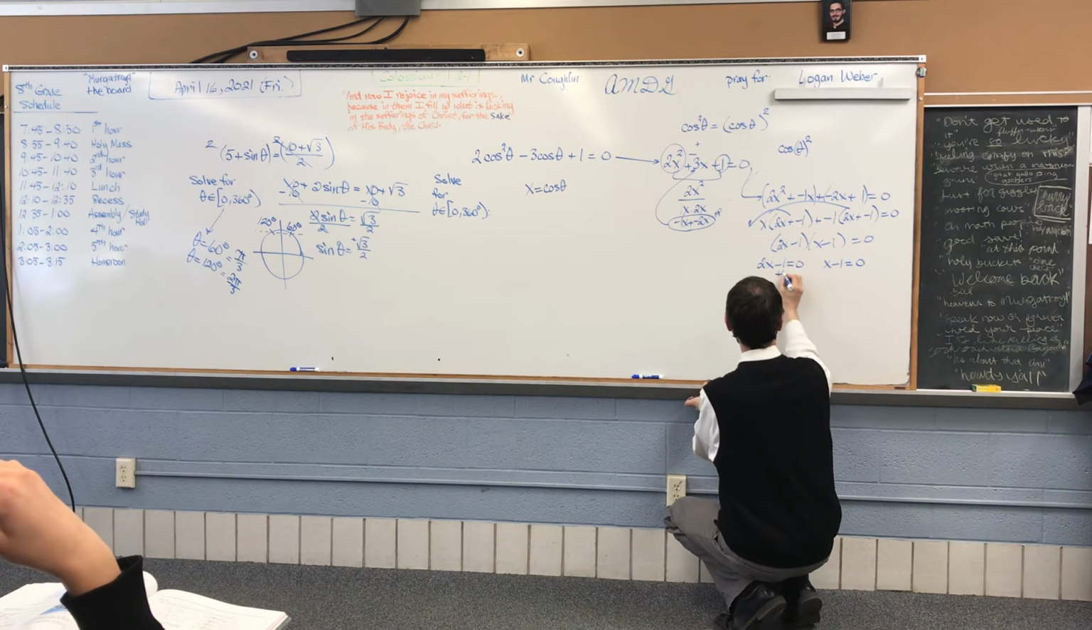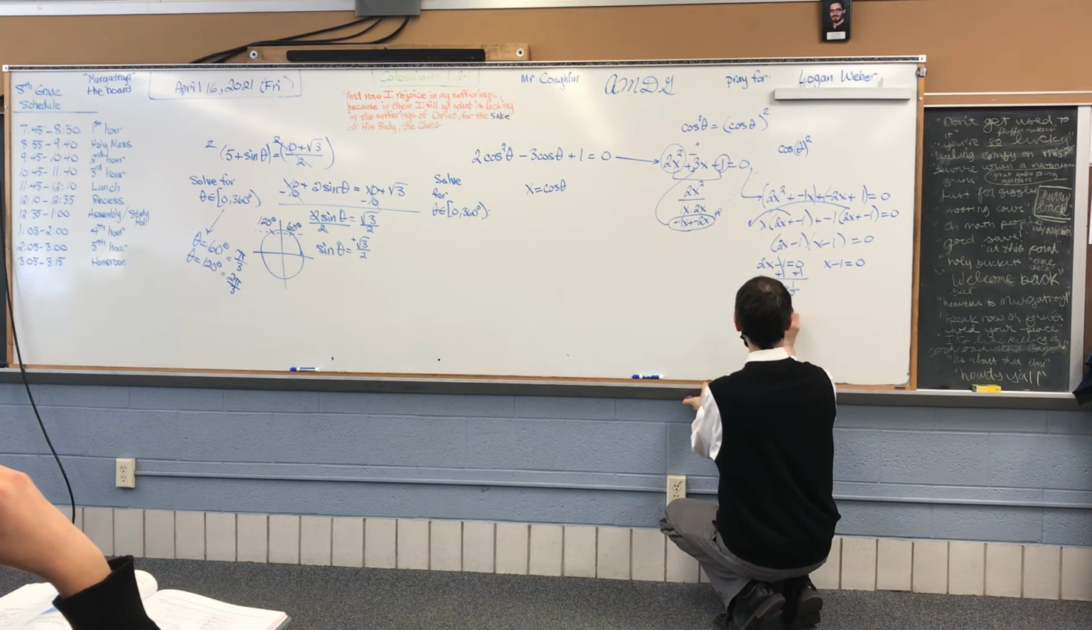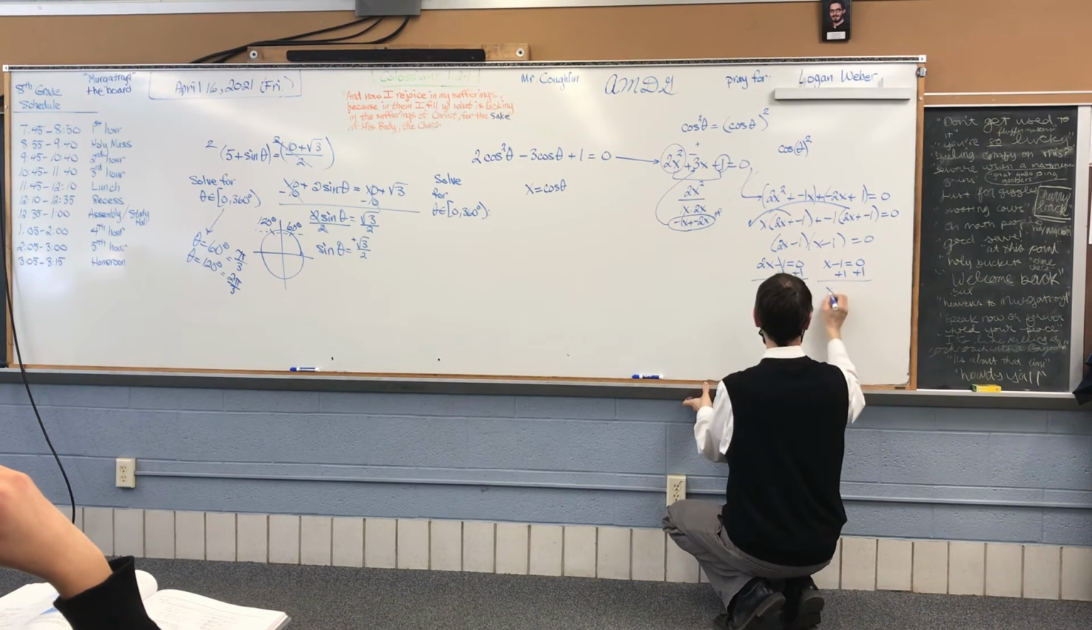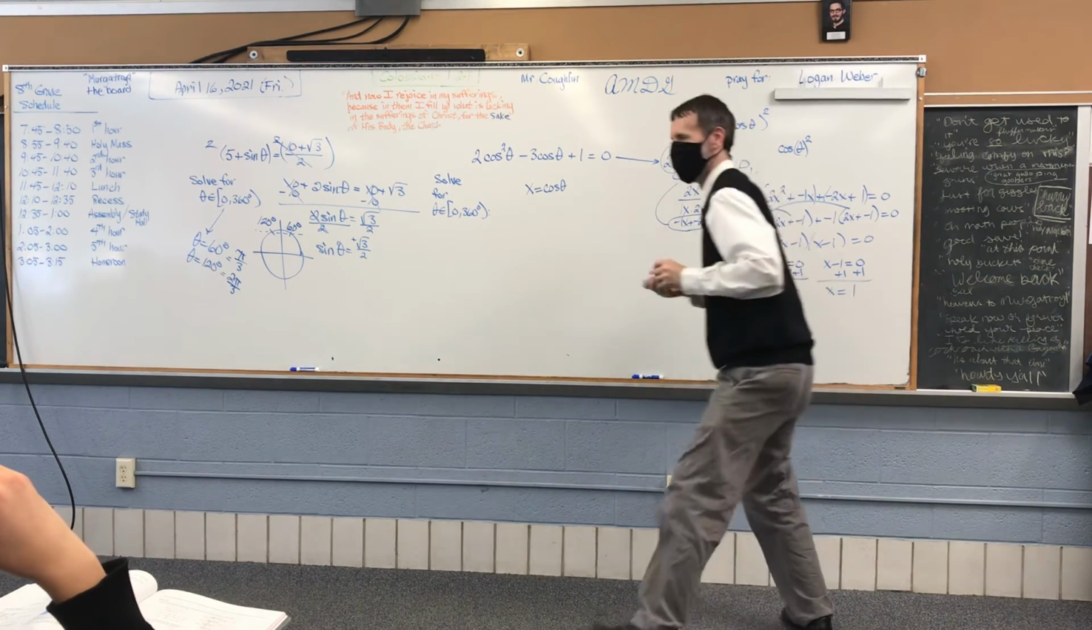Go ahead, Jack. Add 1 to both sides. 2x equals 1. Divide by 2. You got x equals 1/2. Good. x minus 1 equals 0, add 1 to both sides, x equals 1. Okay, we can't write that fast. Now, are we done?